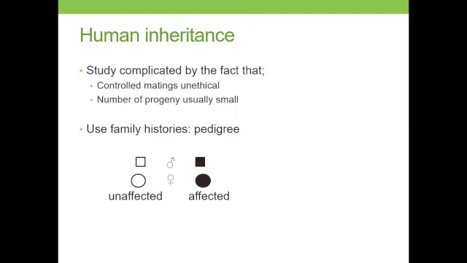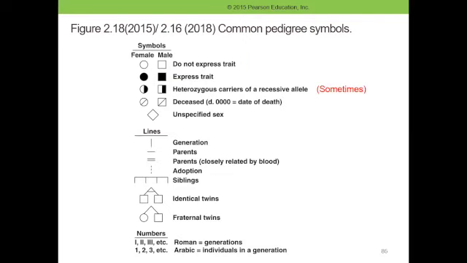So in a pedigree, we usually use pedigree symbols, and for males, we use squares, and for females, we use circles, and the shaded ones usually indicate that that particular individual has that trait. So if it's a disease, we call them the affected individuals. So these are some of the other common pedigree symbols.